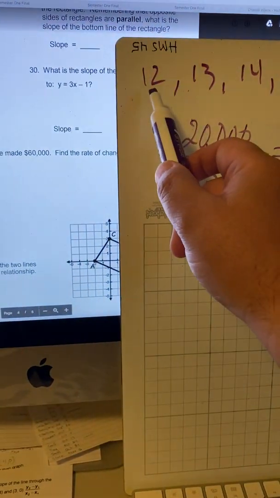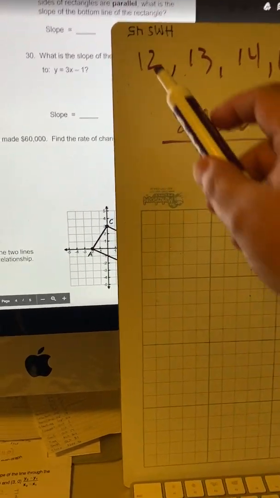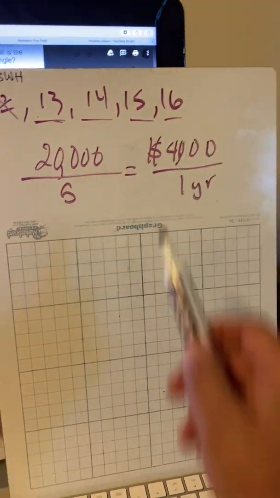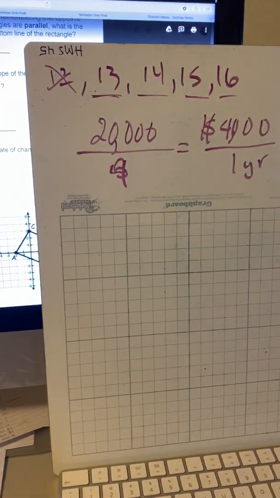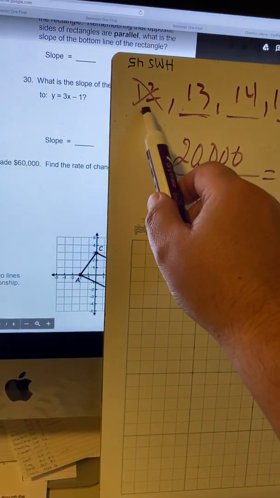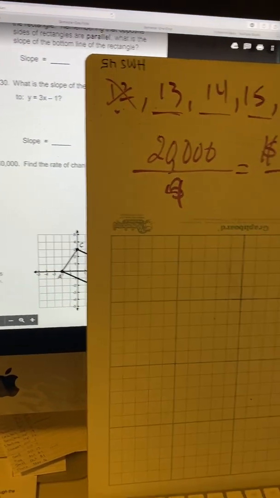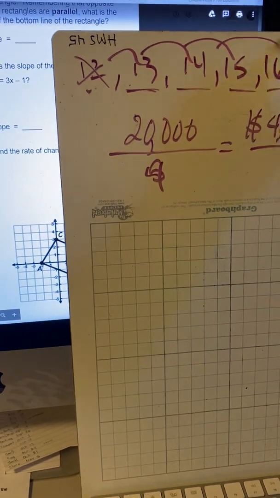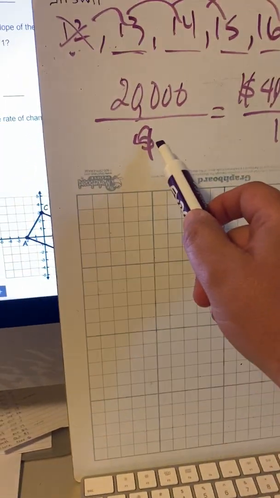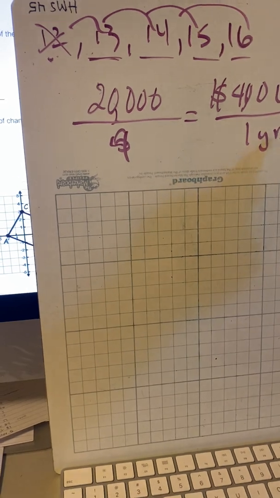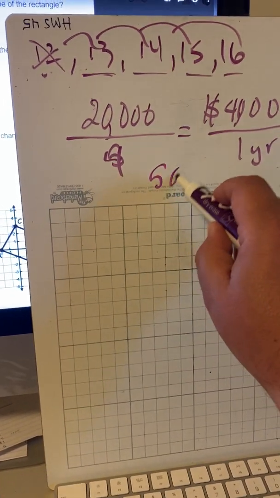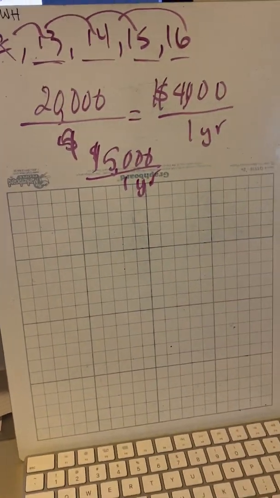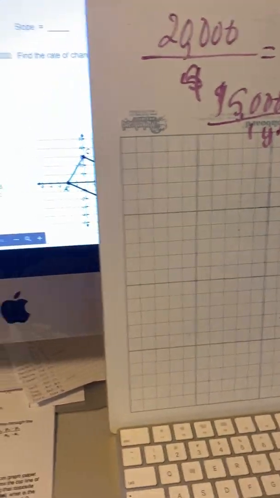Now, if you don't count 2012, this changes your problem. That means you only went from here, there, 4 years. That means the rate of change from the end of year 2012, where he made $40,000, to the end of year 2016, that's 1, 2, 3, 4 years. So you divide by 4. So instead of $4,000 per year, it's actually $5,000 per year. Okay, I would accept any one of those answers.